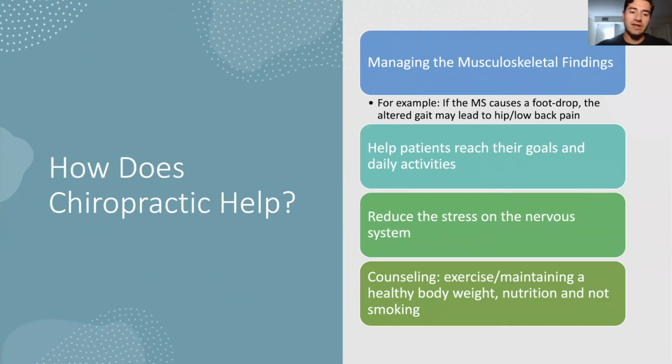And so, for example, if the MS causes a foot drop, and so if you have weakness in your feet, and you can't walk properly and your gait is altered, the altered gait may cause hip and low back pain. And so the chiropractor is here to help restore that alignment and take the pressure off of the nerves in the low back and the pressure off the nerves in the cervical spine and neck to help move properly and help some of the spasticity, right? Because we already know that chronic inflammation and chronic issues in musculature can cause that tightness and spasticity in people with MS. And so the chiropractor is here to take the load off of those structures.